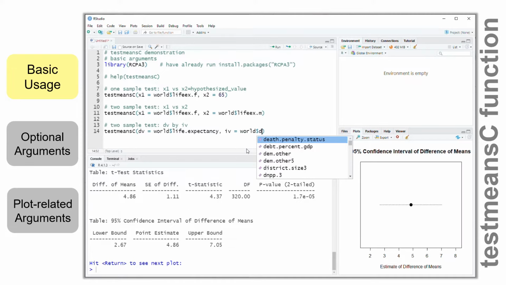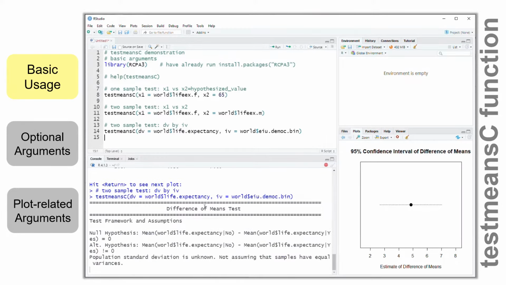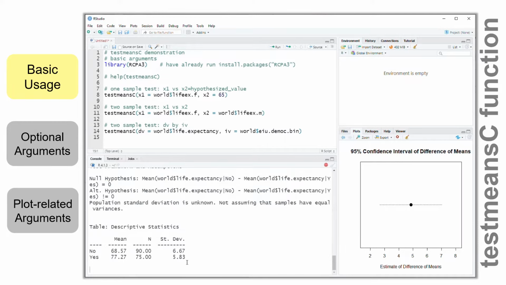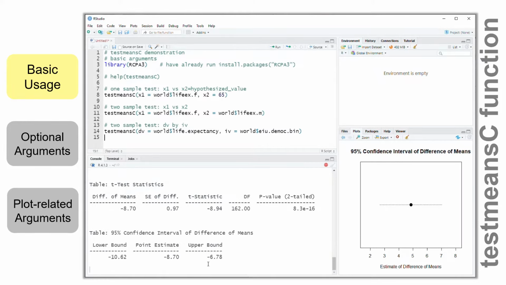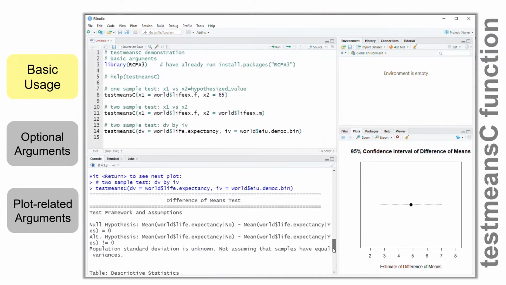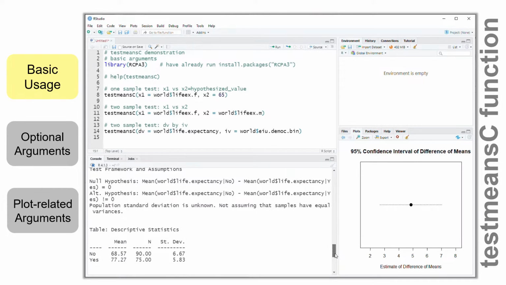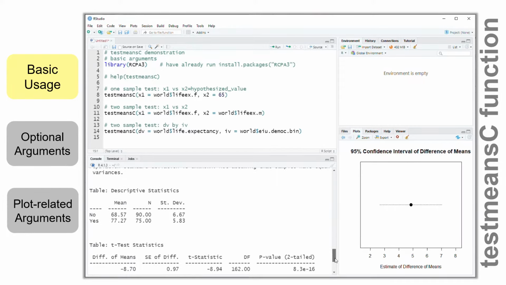For example, I have a binary measure of democracy in the data set. I specified it there. And now if I run this, I'll get a similar looking means test, and it's still called a two-sample test because we've divided essentially our sample into two groups. We've divided the sample into democracies and non-democracies. The results give us the framework and assumptions we're using.